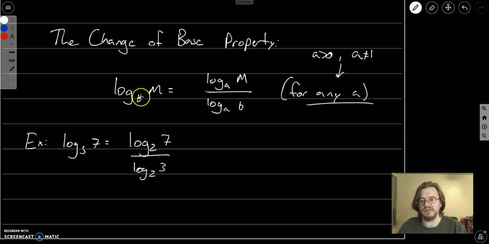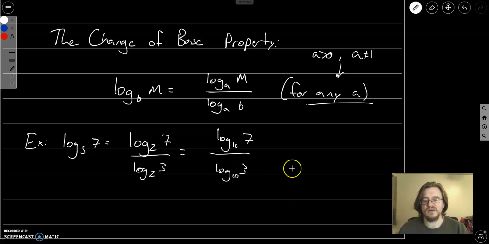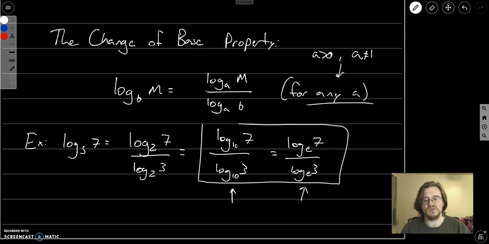So for instance, if I have log base b of m and I don't like b and m, I can change that to be whatever logarithm I want, including, let's say, log base 10 of 7 and log base 10 of 3. Or log base e of 7 and log base e of 3. And these last couple are quite nice. Most calculators and computers will be able to handle log base 10 and log base e a lot easier than other things. So these are really what we'll use.